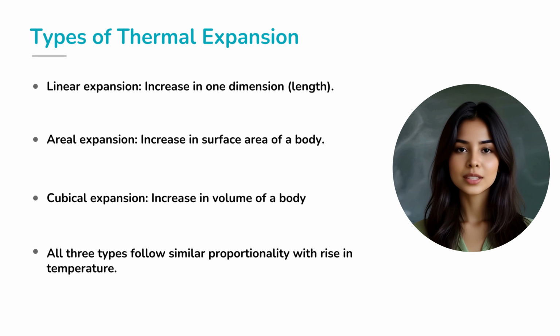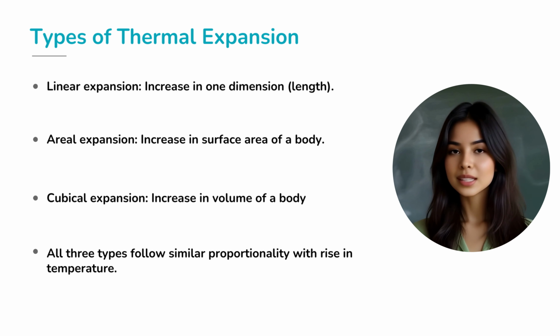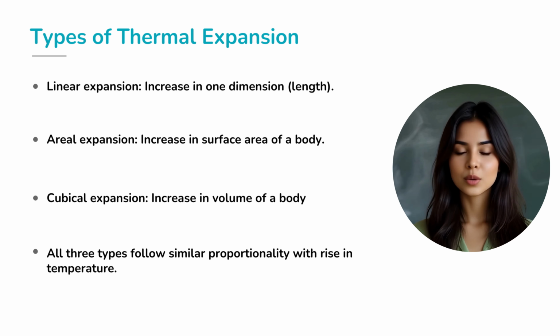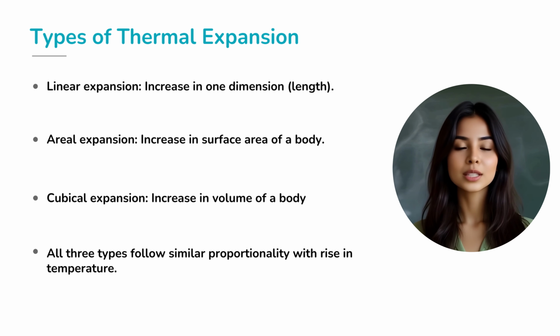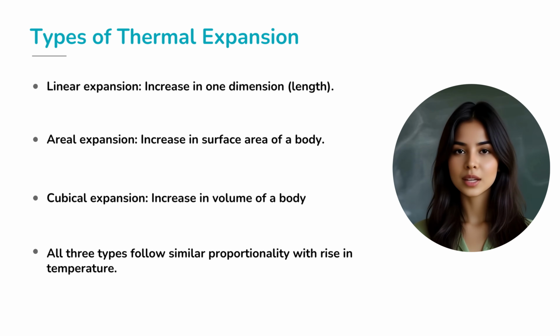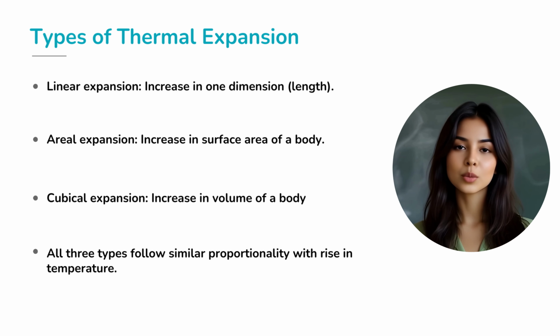Now let's classify this expansion. Depending on how dimensions change, there are three types: linear, aerial, and cubical. Linear expansion happens when only the length increases, like a metal rod elongating when heated. Aerial expansion refers to an increase in surface area, such as a thin metal plate getting slightly wider. Cubical expansion is the increase in volume, like when a balloon swells as the air inside warms up.